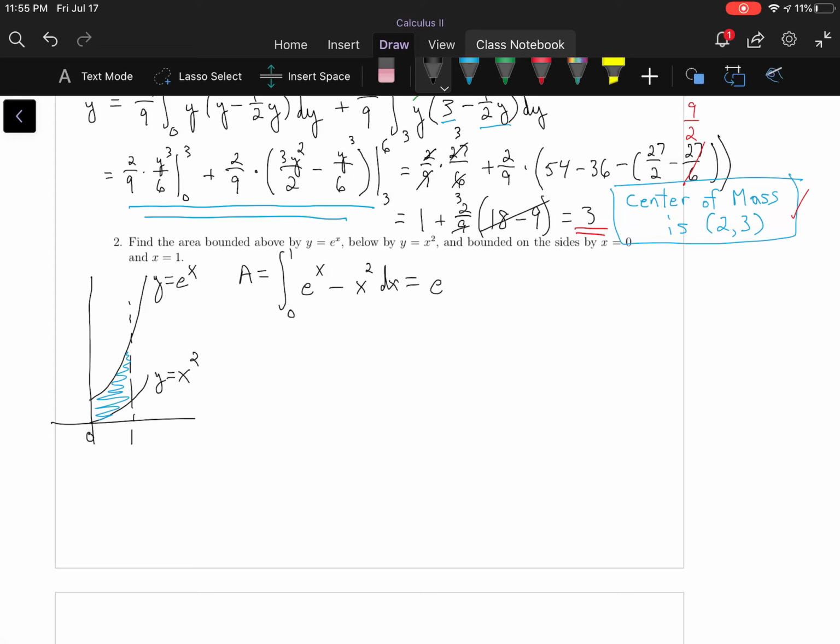And integrating this, the integral of e to the x is e to the x, and the integral of x squared is x cubed over 3, which, evaluating this from 0 to 1, comes out to e minus 1/3 when you evaluate 1, minus, when you evaluate 0, e to 0 is 1, minus x cubed over 3 at 0 is 0, which means our answer is e minus 4/3.